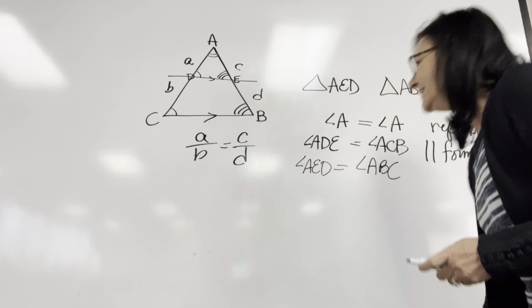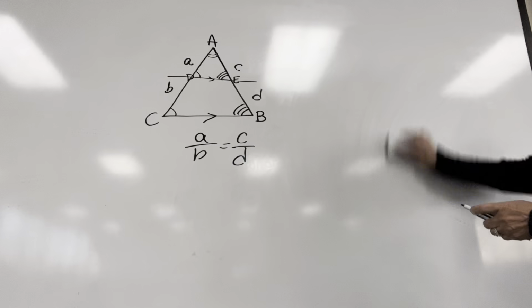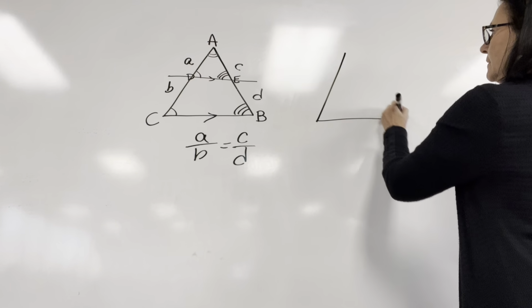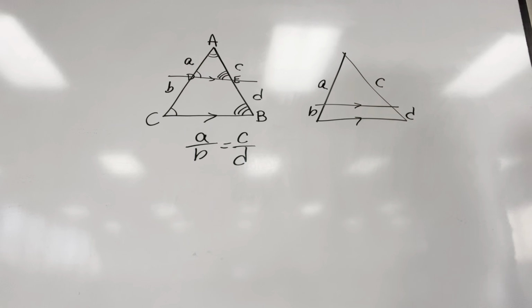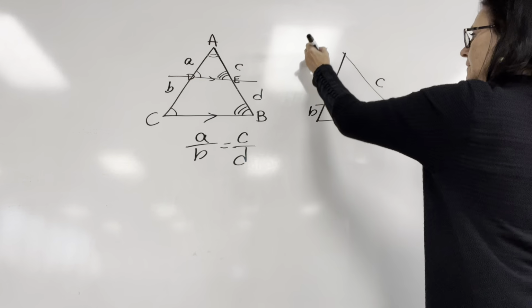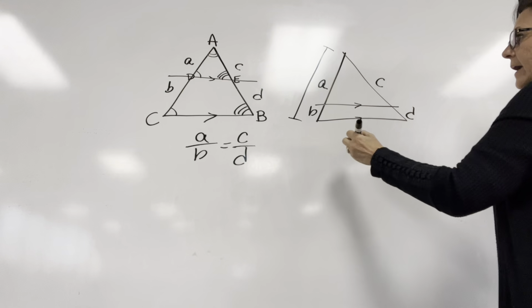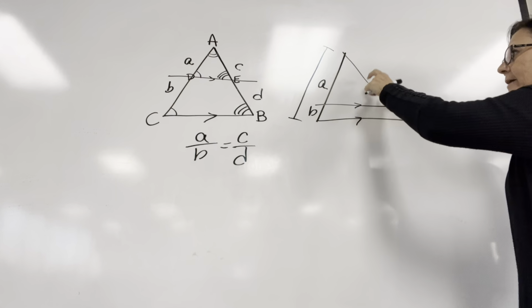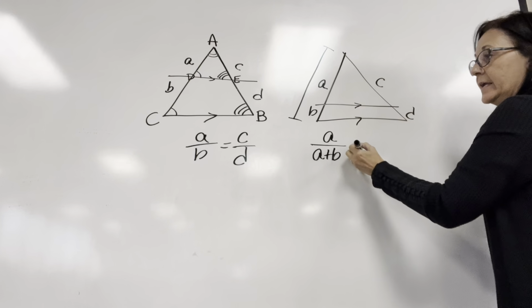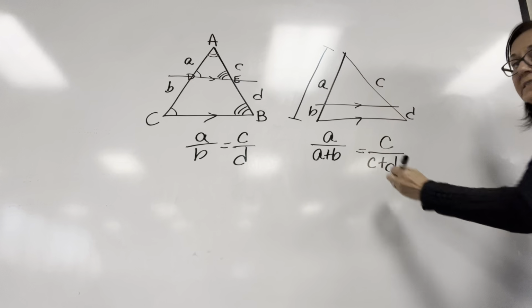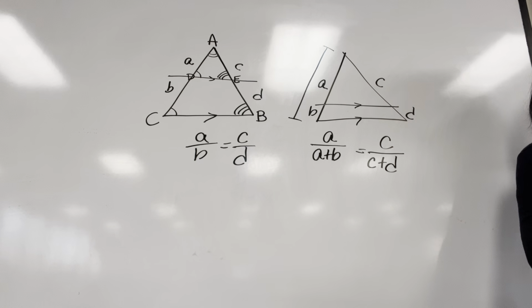So this side splitter theorem, it doesn't matter where you put the parallel line. I could draw the parallel line down here, and A over B would still equal C over D. Or you could even do a part over the whole equals a part over the whole. So I could put part A over parts A plus B equals part C over part C plus D, because those sides still have to be proportionate. Does that make sense?